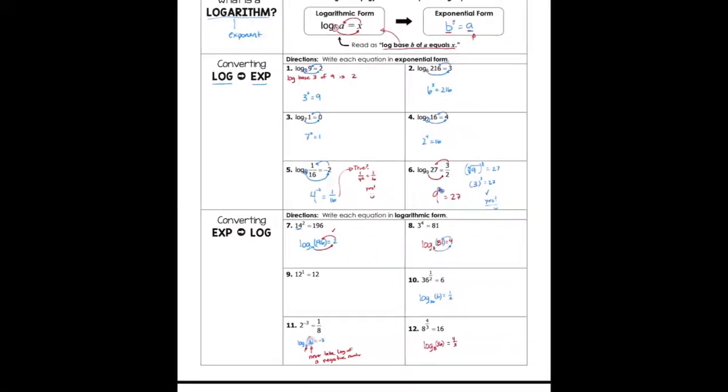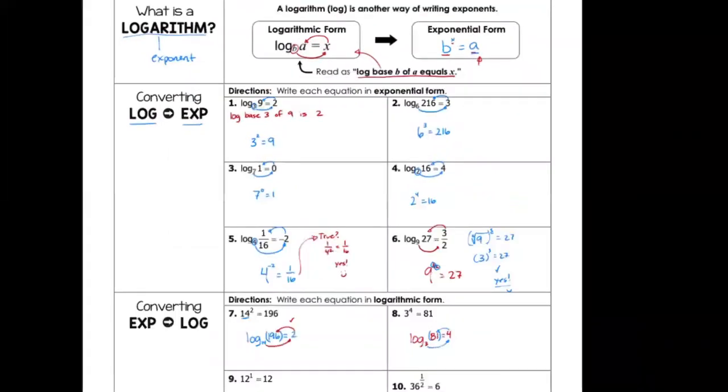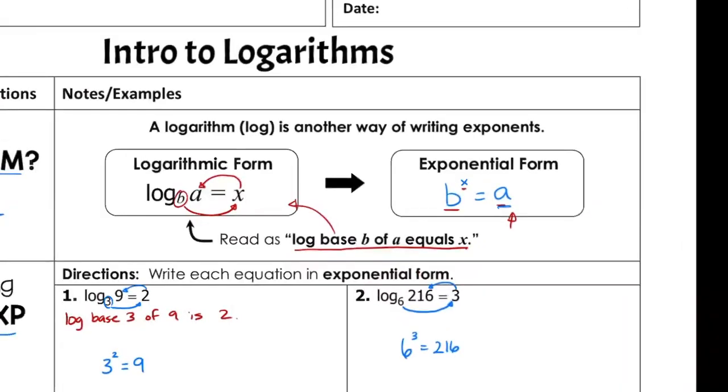And that's it. That's page 1. That's converting logs to exponentials and then exponentials to logs using this definition up here, and understanding that logarithm just means exponent. When I ask you to find a log, you're finding an exponent.